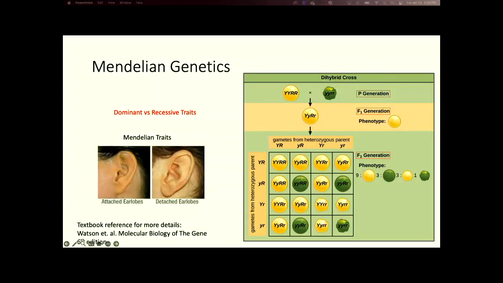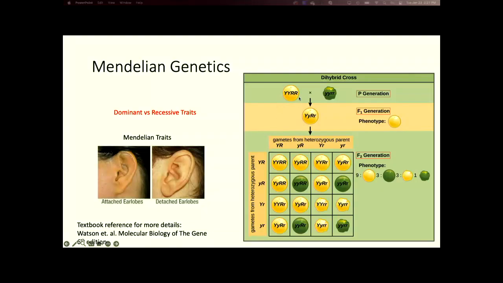or you can have detached earlobes. And so having attached earlobes is a recessive trait, meaning that to have attached earlobes, both of your parents need to have it. And if neither of your parents or one of your parents has attached earlobes, you would have detached earlobes. And so these types of traits were discovered by Mendel. If you're interested in this, there's some additional excellent resources in the 6th edition of Watson's Molecular Biology of the Gene.